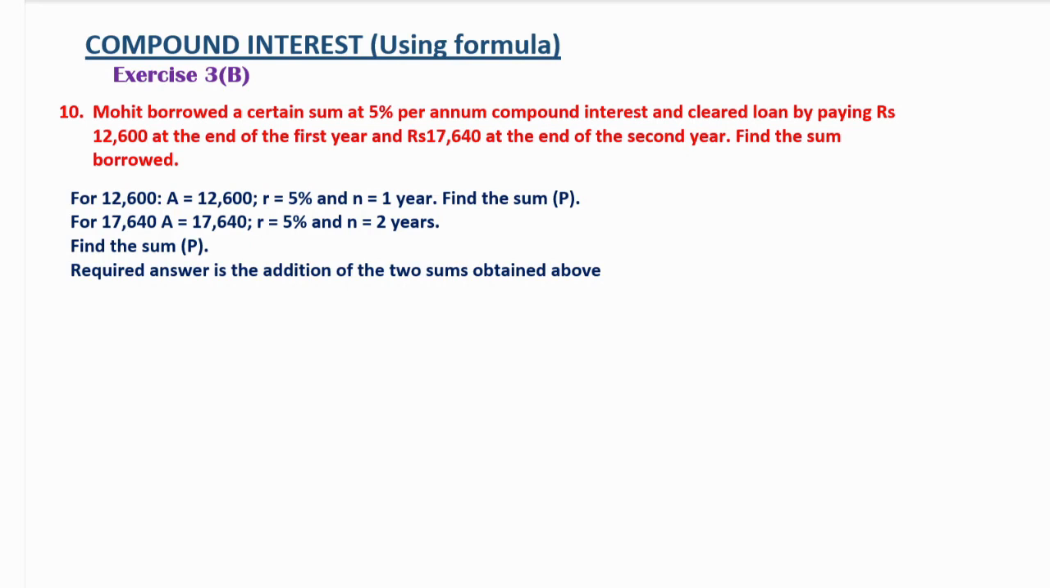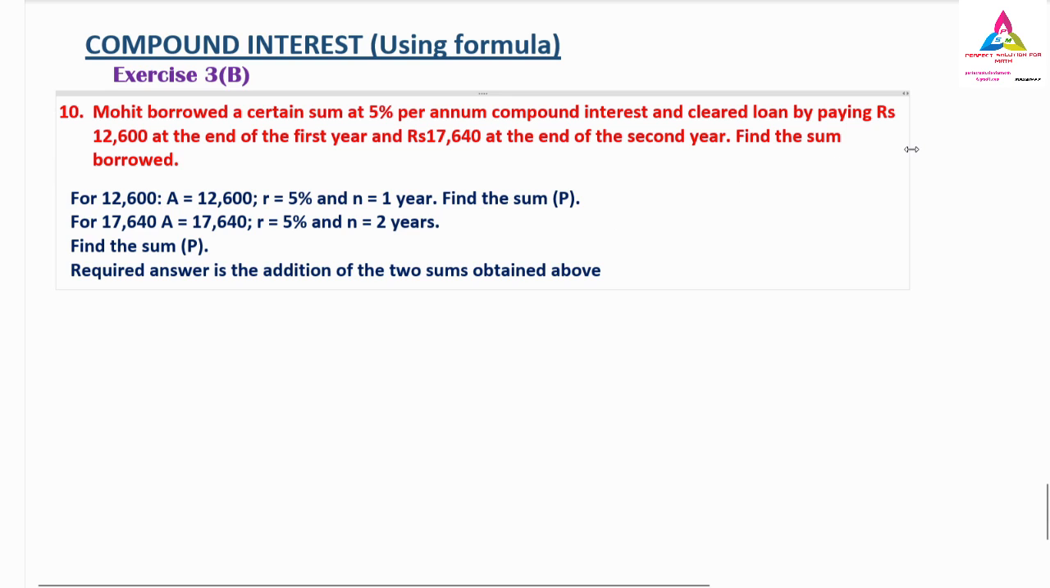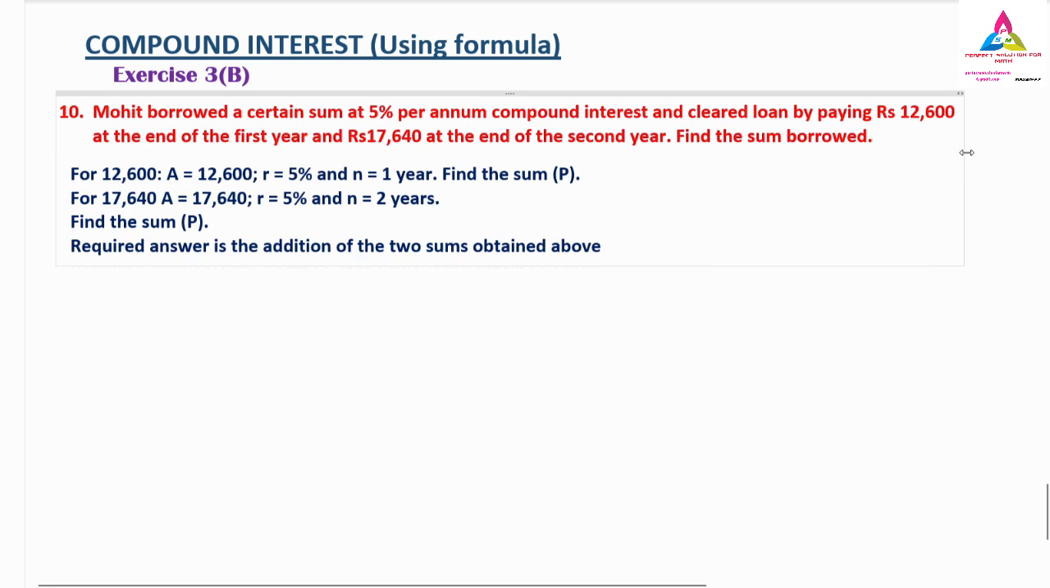Today we are going to learn ICSE Mathematics Class 9 Compound Interest using the Formula Method. Exercise 3B, the 10th question. Mohit borrowed a certain sum at 5% per annum compound interest and cleared the loan by paying rupees 12,600 at the end of the first year and rupees 17,640 at the end of the second year. Find the sum borrowed. This is the question they have given.